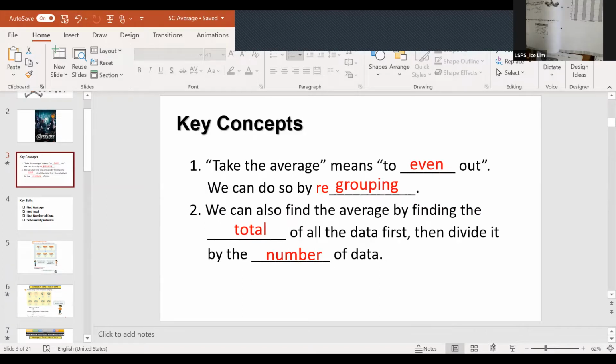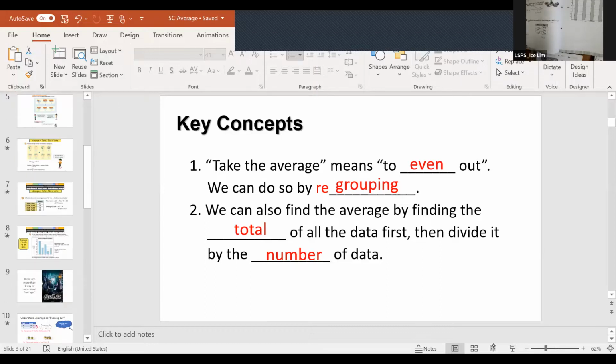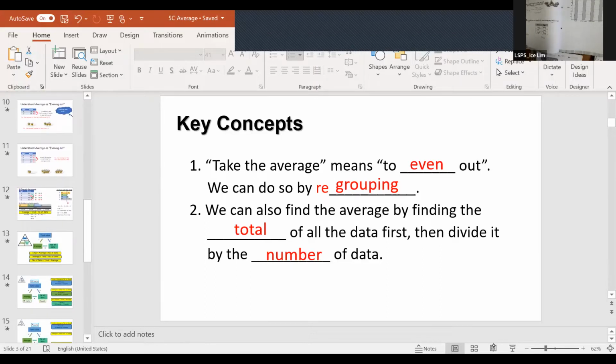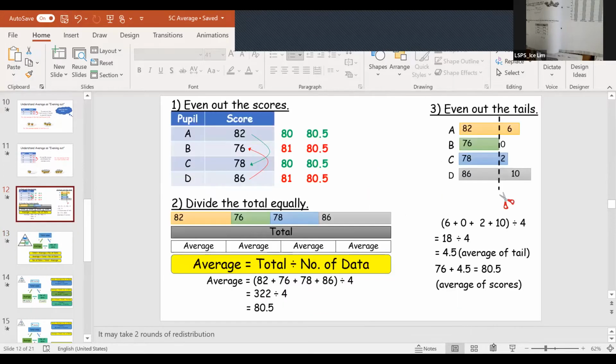average. Now one of the easiest ways to calculate average is finding the total of the data first, then divide by the number of data. So that was the formula that we introduced. Then yesterday there was a little level up. The little level up was these three different ways to understand average and calculate average.